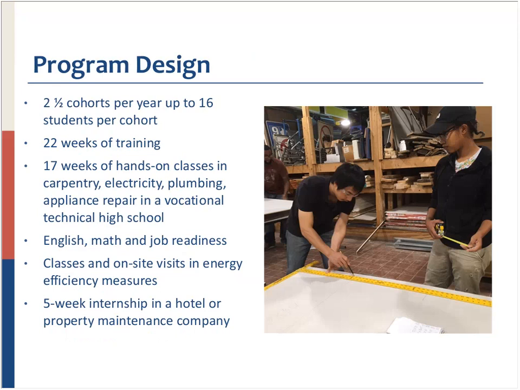We designed the program to have 2.5 cohorts a year with 16 students in a cohort, and this cap is set by Boston Public Schools for safety. Students start by getting an industry-recognized certificate for 10 hours of Occupational Safety and Health Administration training, which is OSHA 10, and that's taught in the first week before they start classes in the shop.